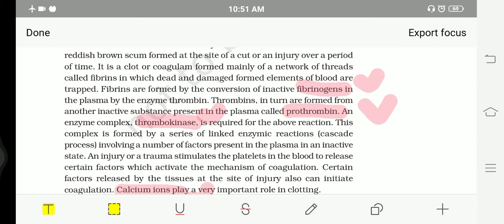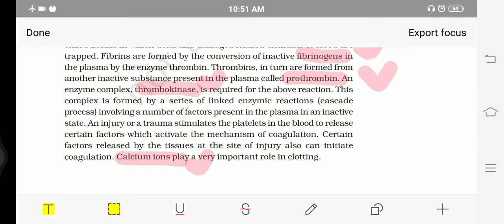Then the fourth substance is nothing but the calcium ions. Calcium ions are an inorganic constituent present in the blood plasma, required to promote the blood clotting mechanism. In the absence of calcium ions, the blood does not clot.